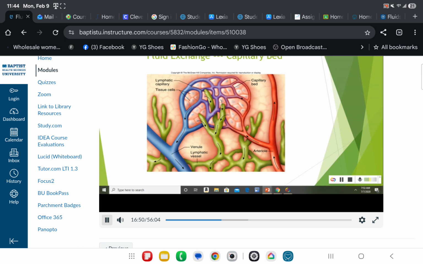And then on the venous end, the pressure that creates the greatest force to pull fluid back in is going to be your blood colloid osmotic pressure, or you can call that BCOP. Your blood colloid osmotic pressure is created by plasma proteins. Plasma proteins are proteins that are created in the liver.